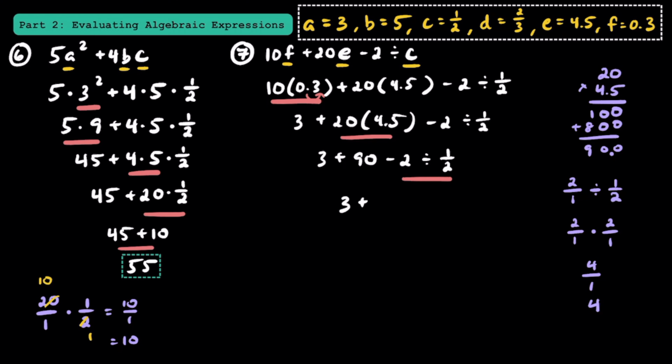We can write 3 plus 90 minus 4. Addition and subtraction are equally important, so I'll go from left to right. 3 plus 90 is 93, so we'll have 93 minus 4. And the difference of those two numbers is going to be 89. That's the value of this expression.